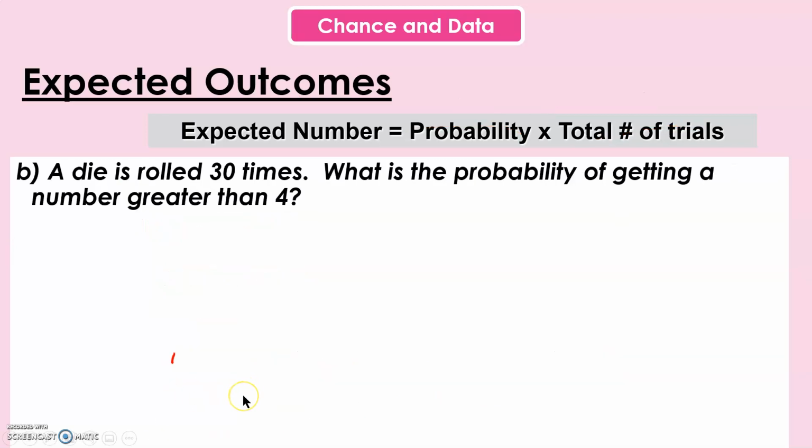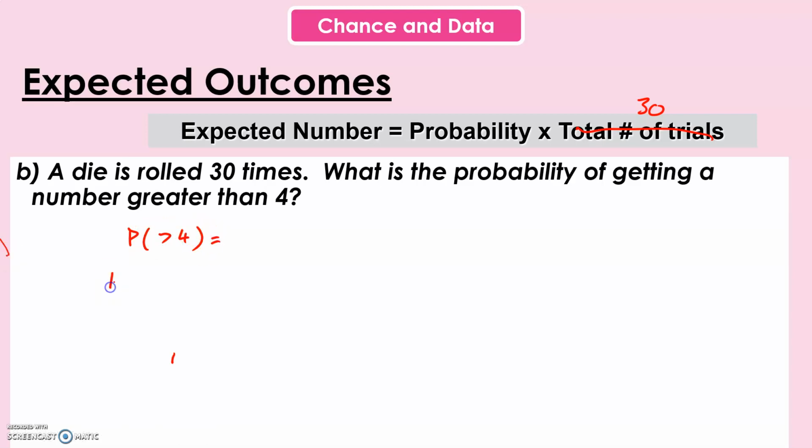A die is rolled 30 times. So straight away we can write in the trials, which is 30. What is the probability of getting a number greater than 4? Now that's not something that comes straight to me, so I need to think about how do I work out the probability of getting a number greater than 4.